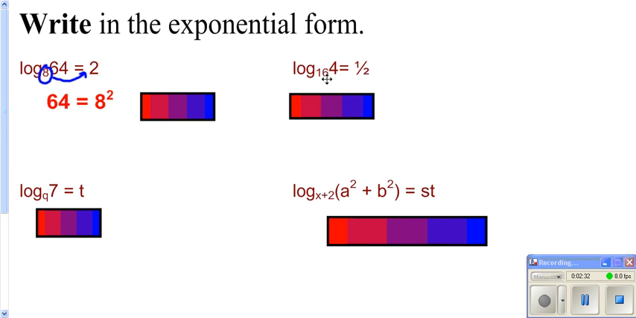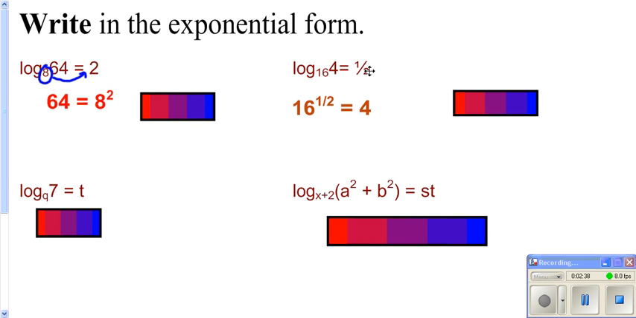Over here, we'll do the same thing. We'll swing the 16 over, it hits the 1/2 up as your exponent. And when you do that, your log drops, and you should realize that 16 to the 1/2 is really the square root of 16. That is 4.